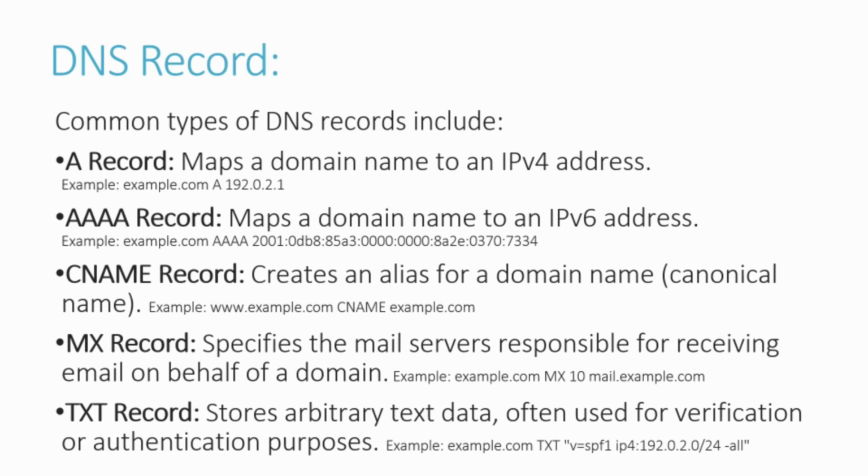AAAA records map a domain name to an IPv6 address. CNAME record, or canonical name record. This record creates an alias for a domain name. MX records specify the mail servers responsible for receiving emails on behalf of a domain. TXT record stores arbitrary text data often used for verification or authentication purposes.